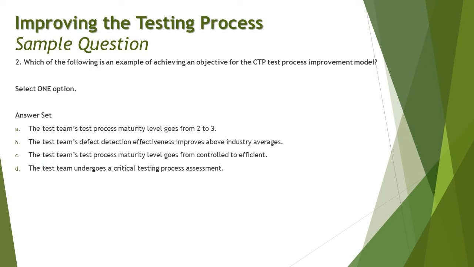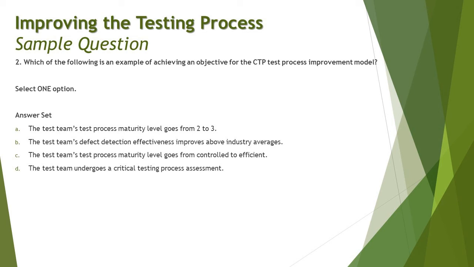That is question number 2. Which of the following is an example of achieving an objective for the CTP test process improvement model? Just to quickly recall, CTP stands for Critical Testing Process, and this has a different model compared to TMMI and CMMI. So which of the following is an example of achieving an objective for the CTP test process improvement model? We have 4 options here. A, the test team's test process maturity level goes from 2 to 3. Again, in this case, I don't think we are following anything called TMMI. So this would apply to TMMI, not to CTP, which is Critical Testing Process.